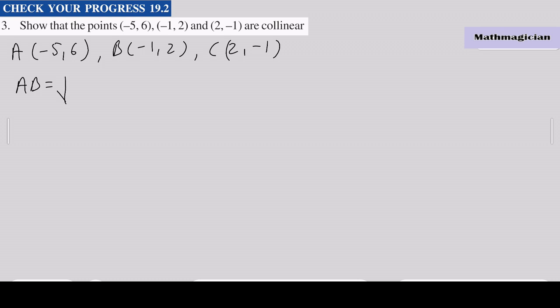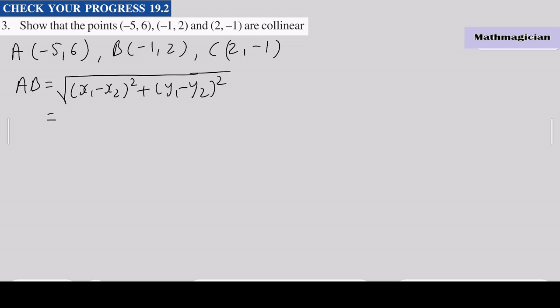So now we are going to solve 19.2 question 3. Show that the points (minus 5, 6), (minus 1, 2) and (2, minus 1) are collinear. So let's name them. Let's say A (minus 5, 6), B (minus 1, 2), C (2, minus 1). For this we are supposed to find three distances. First AB. Let's find AB using that same formula, (x1 minus x2) square plus (y1 minus y2) square.